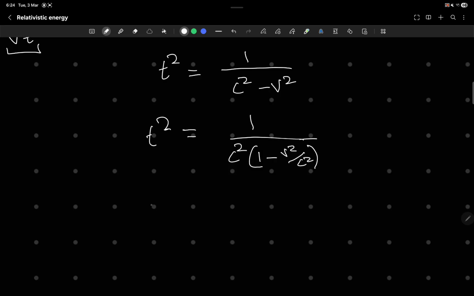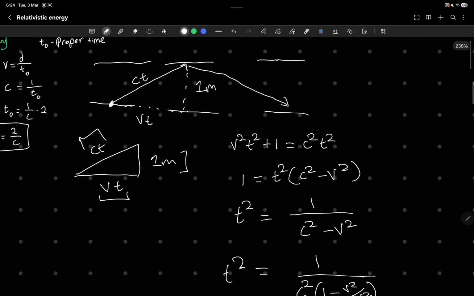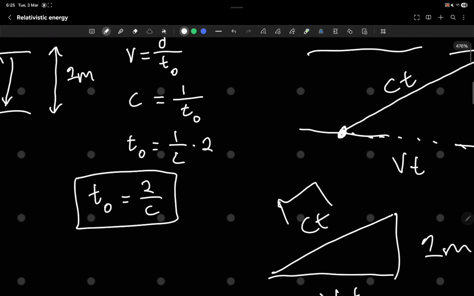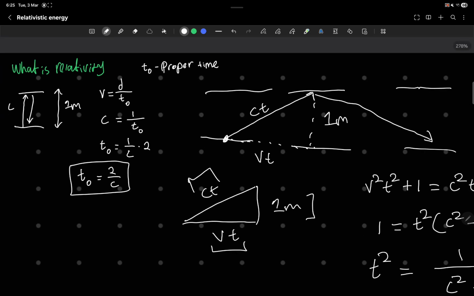So then if I take the square root, I'm going to get t equals 1 over c times 1 over the square root of 1 minus v squared upon c squared. But I must multiply this by 2 because this right angle triangle is only accounting for half the case. Whereas if we go back to our initial example, we accounted for where it hits the top and then it comes back to the bottom.